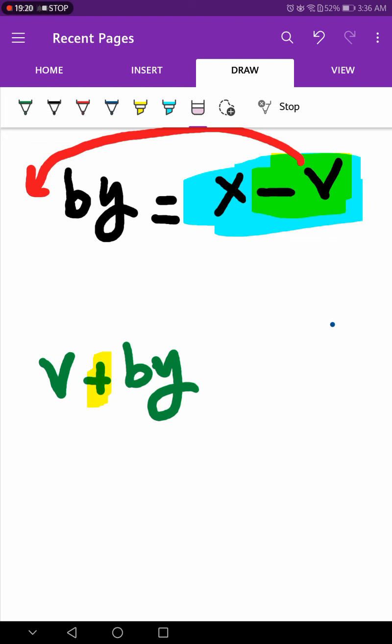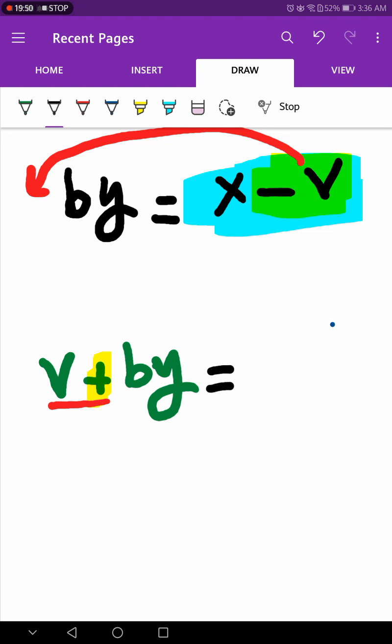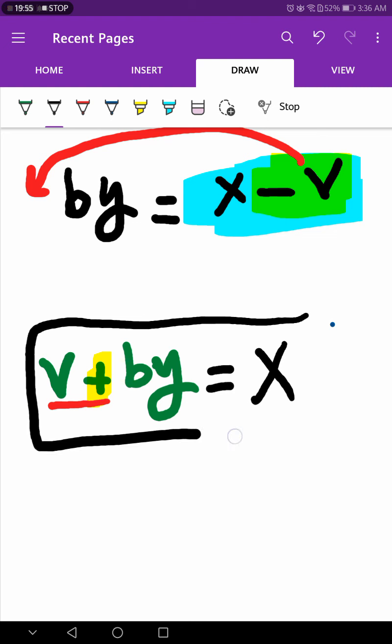When I move the negative v to here, it will be v plus py. Why do I explain and write this plus for v? Because some students think this positive is for the v, but actually it is for the py. Okay, my dear student? Okay, teacher. So this side, the left side, will be v plus py equal x. And as you see here, the x is alone and happy. Okay? Okay, my dear student?